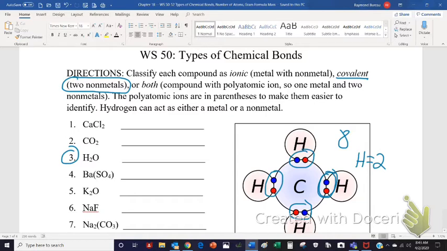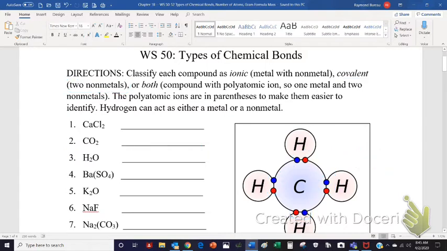They're both nonmetals. Now look at question 3, H2O. Well, at least for this page, all we really have to do is identify if we have metals or nonmetals. We have 2 nonmetals here, so go ahead and write covalent for question number 3. All right, we'll clear that off and we'll talk about both.